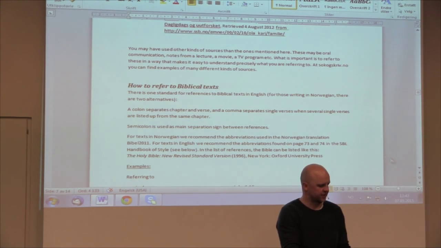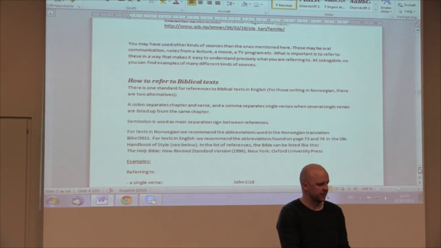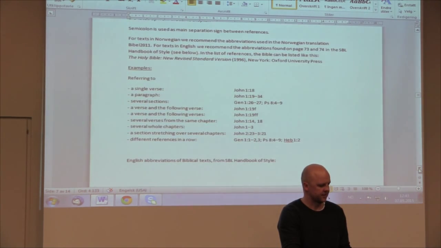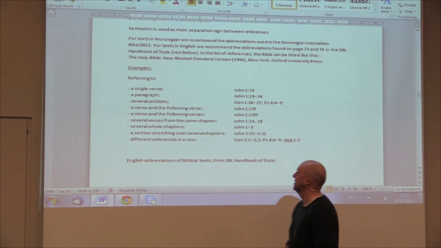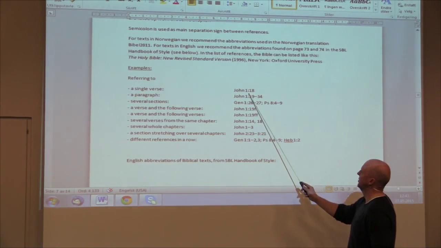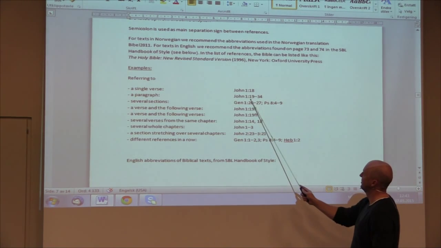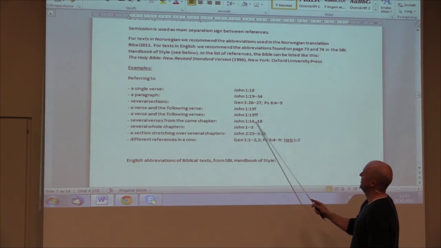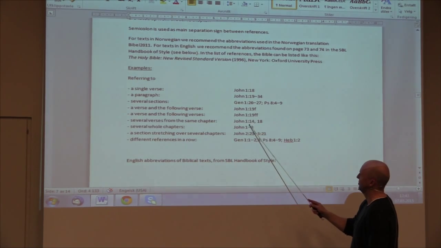I'll mention also how to refer to biblical texts. And we've put a list for you here. Name of the book, and then between chapter and verse, we use a colon to show that this is a verse and this is a chapter. If there are several verses in a row, you can have a hyphen between them. If you have different verses from the same chapter, you have a comma between them.